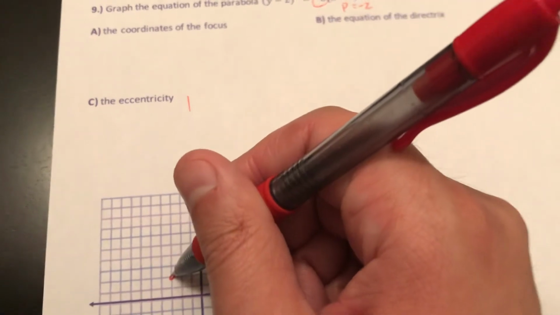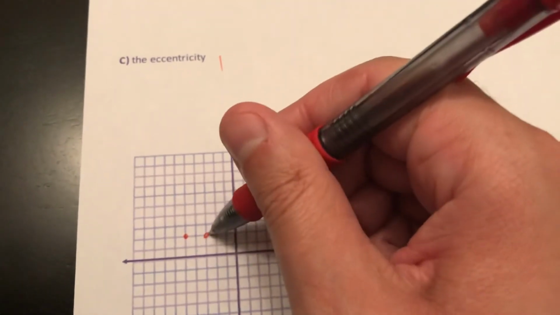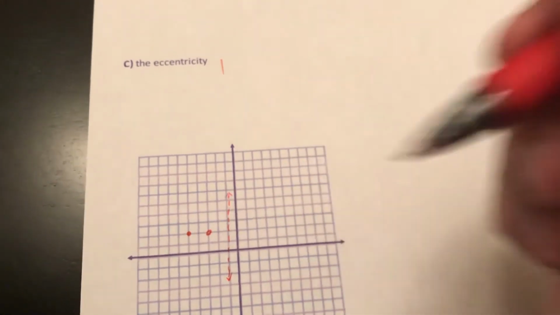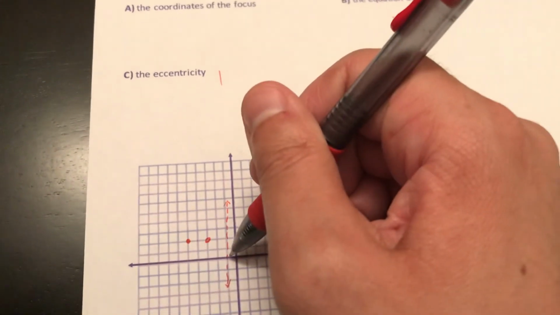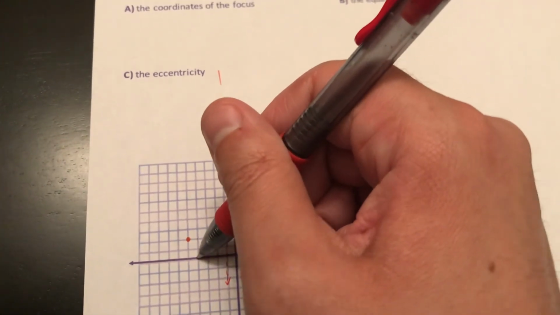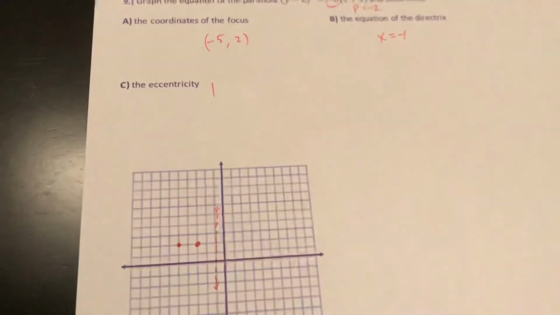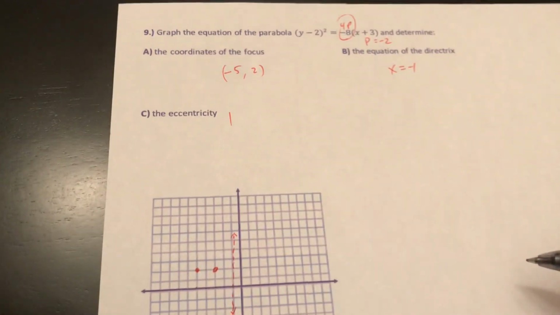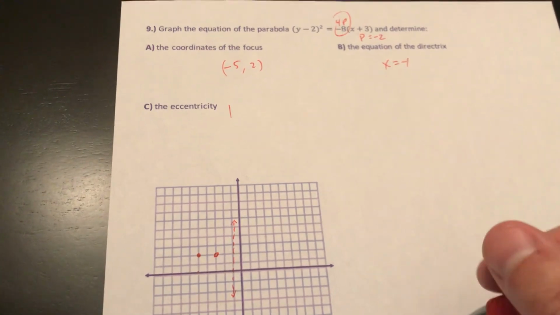So you're going to go back 2 to find your focus, and you're going to go 2 in this direction to find your directrix. So the directrix is going to be at x equals -1. The focus will be at 1, 2, 3, 4, 5. Looks like it's going to be -5, 2 for the focus. And it's funny, it never says to graph, but I think I'm supposed to graph.